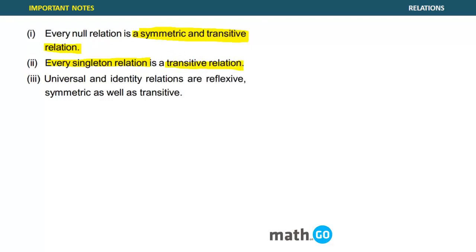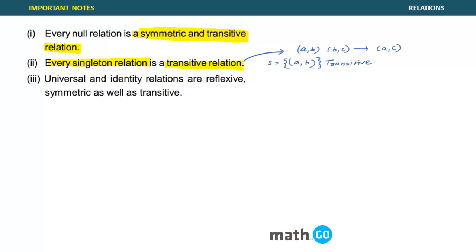Why am I saying this? Because for transitive what you require is that if a comma b is there and b comma c is there, then a comma c should be there, right? This is what you wanted. But if only a comma b is there, I would say it is still transitive. If there is no b comma c pair, then a comma b alone is still transitive. It is a singleton, because this set has only one element.